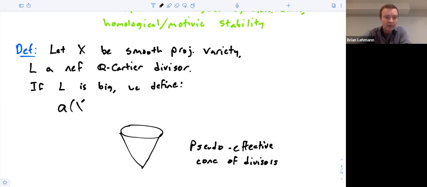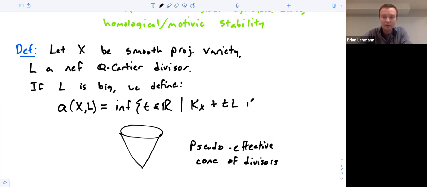We'll denote it by a(X, L). This is the notation that's used in Manin's conjecture. And it's defined to be the infimum over all real numbers t such that K_X plus t times L is pseudo-effective. Okay. So how should we be thinking about this? Well, this is some measurement of how negative the canonical divisor is when compared against the big and nef divisor L.